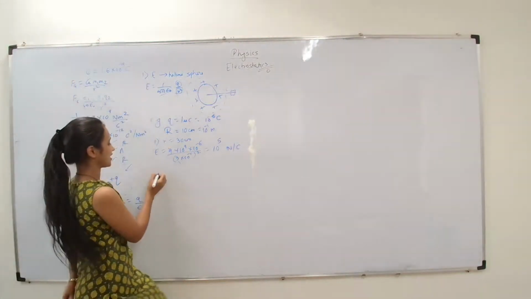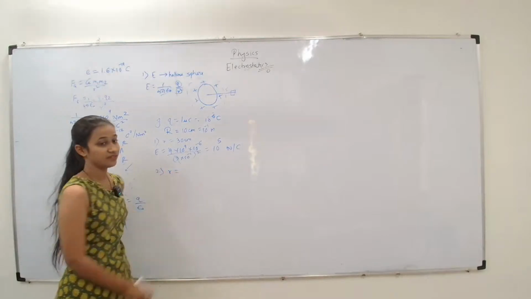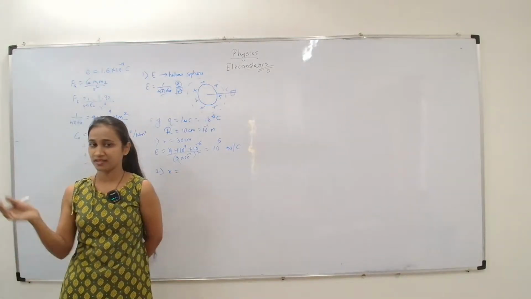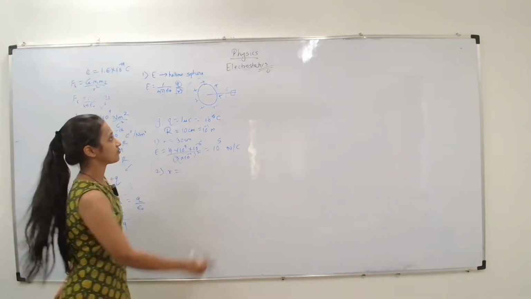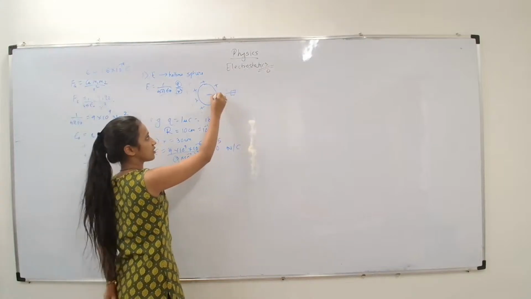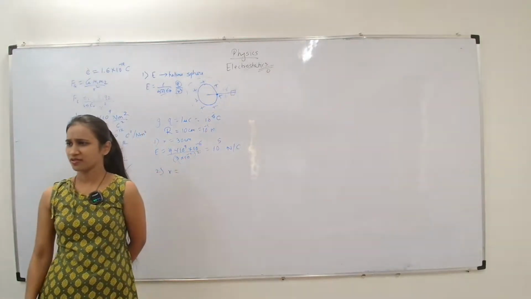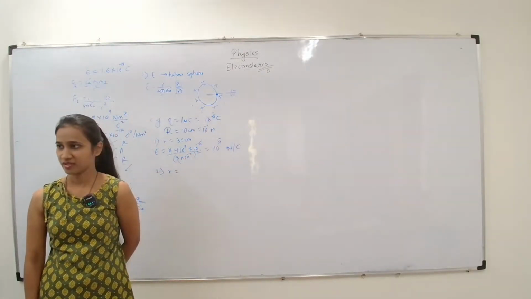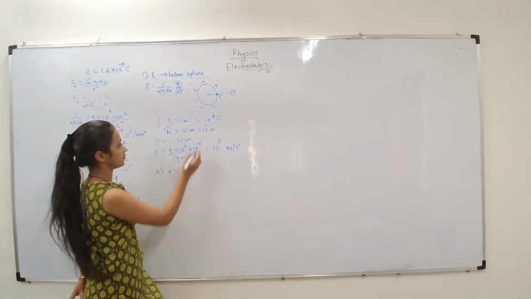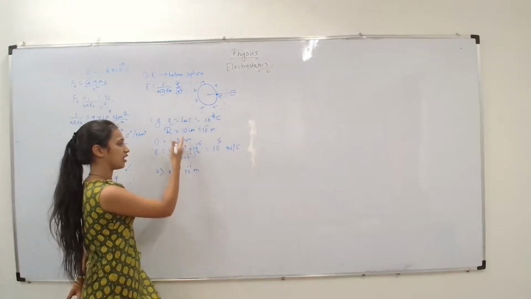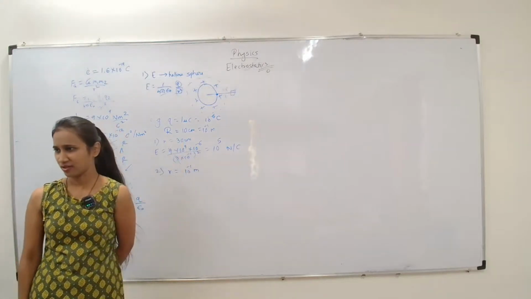Okay. Second one, the point is at the surface of the sphere. So if this point is on the surface of the sphere, then the distance of the point will be nothing but the radius of the sphere. So this r will be 10⁻¹ meter. Again substitute here and solve. You can solve it easily.